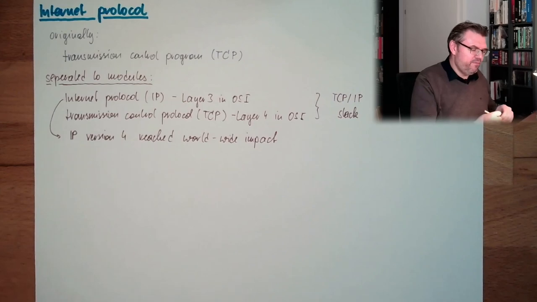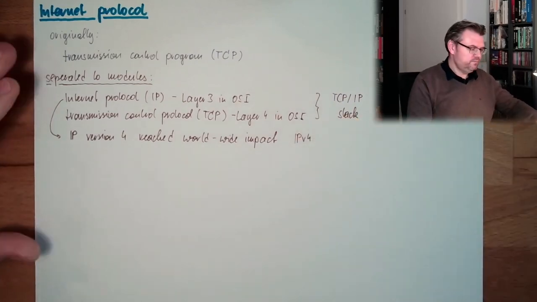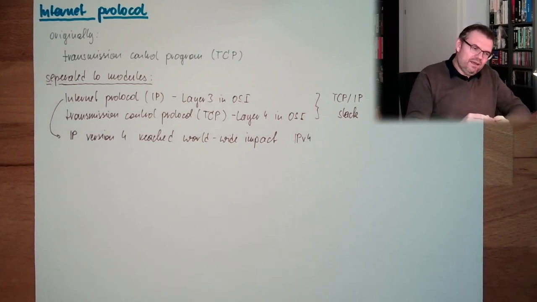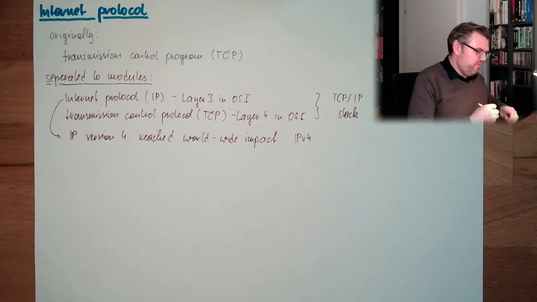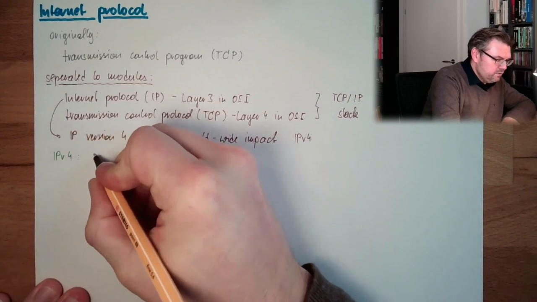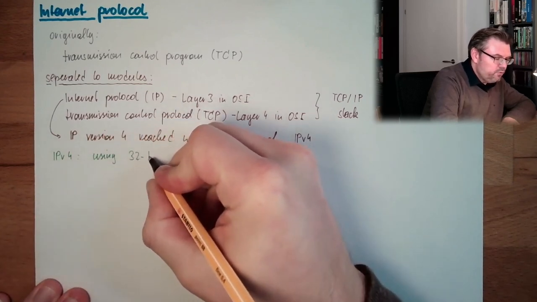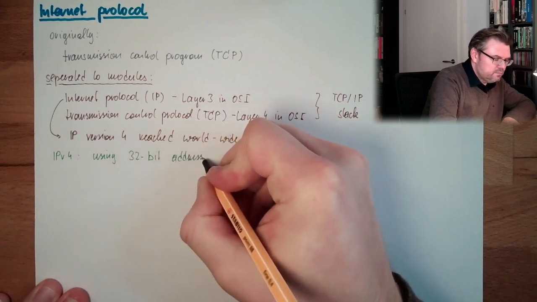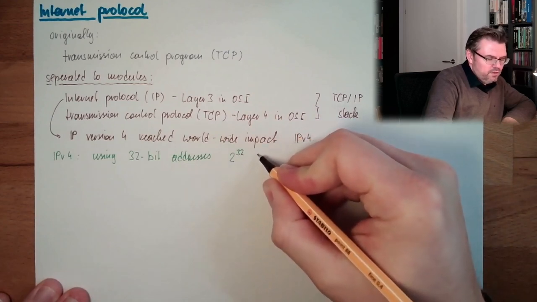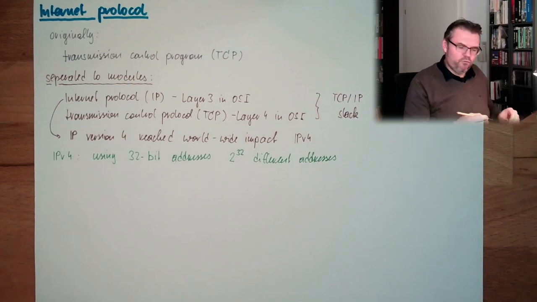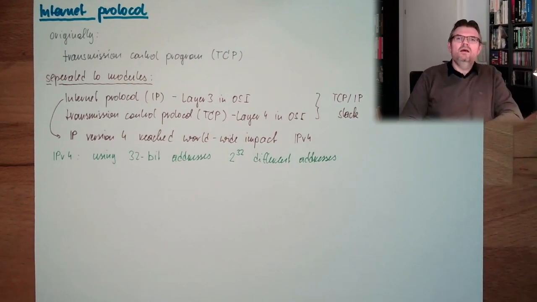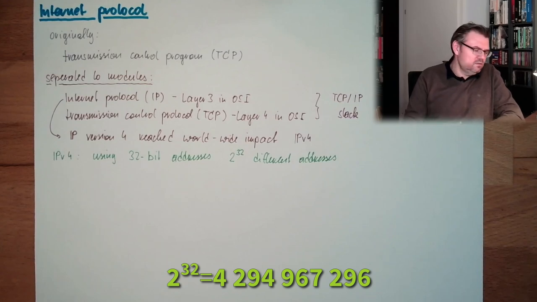IP version 4, or IPv4 it's called. This IPv4 is working like this. Every node has its own address. IPv4 uses 32-bit addresses. So we have 2^32 different addresses, roughly 4 billion, a little bit more than 4 billion IPv4 addresses are available. So we could address roughly above 4 billion nodes, 4 billion devices.